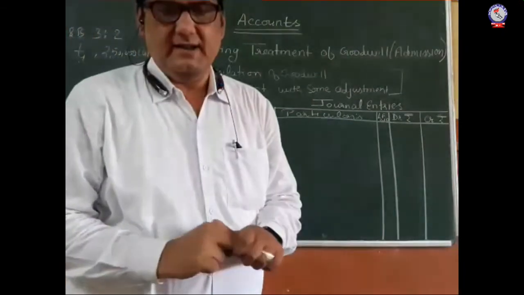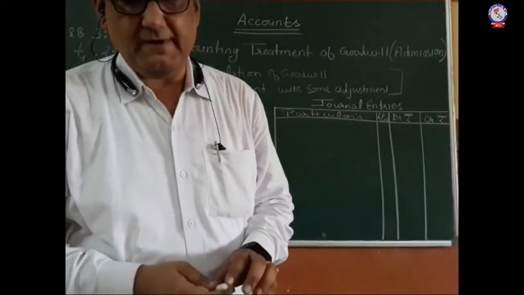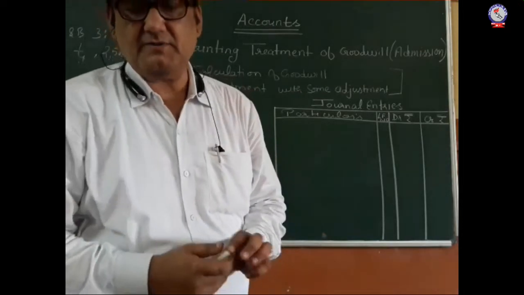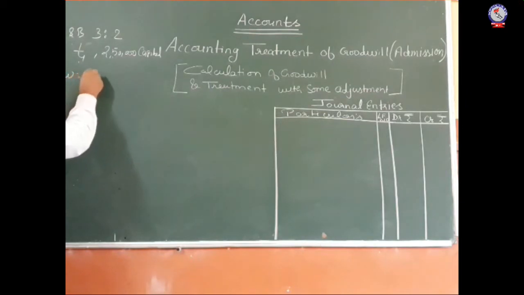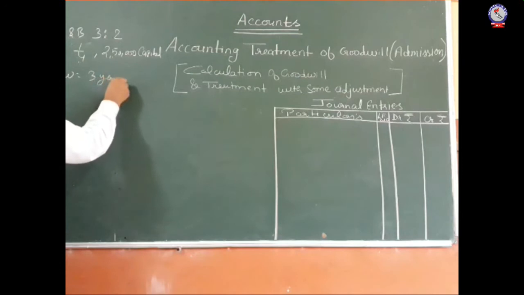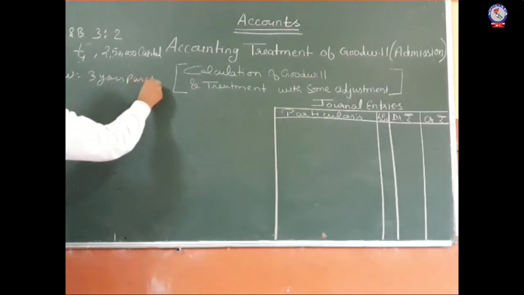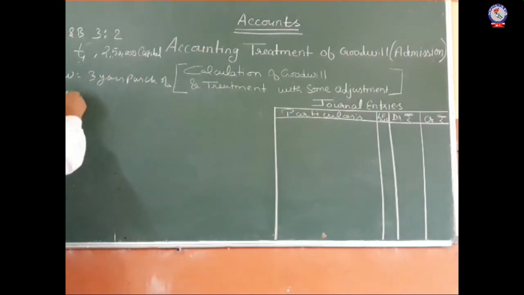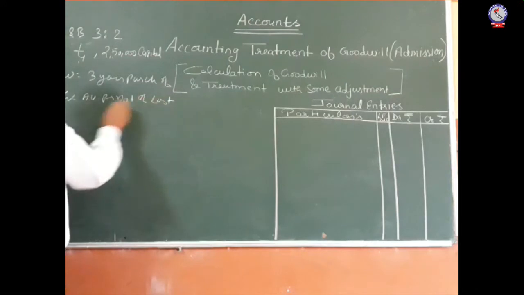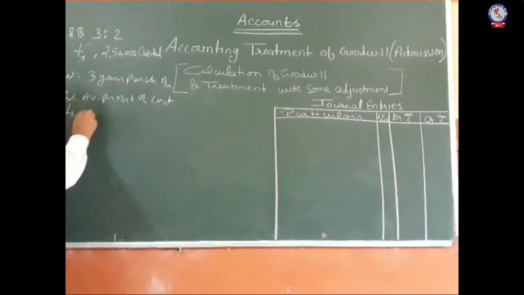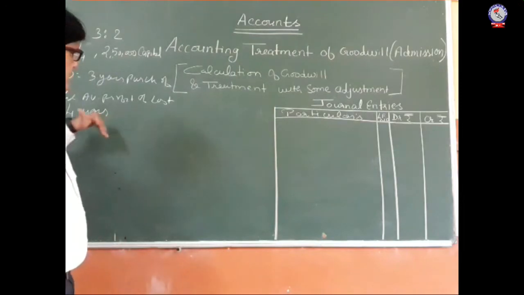Then it is said that the goodwill of the firm will be valued at 3 years purchase of the average profit of the last 4 years. Valuation of goodwill: goodwill is valued at 3 years purchase of the average profit of the last 4 years. So goodwill is valued on this basis.